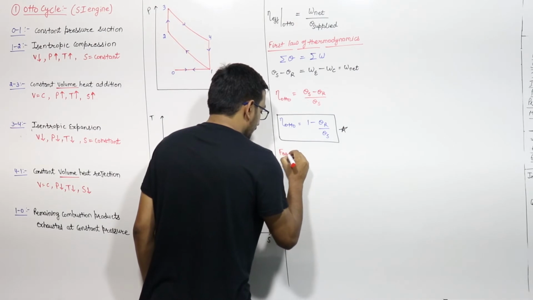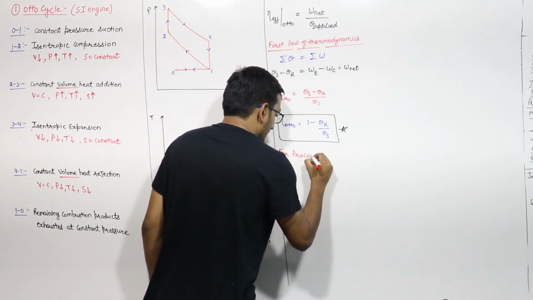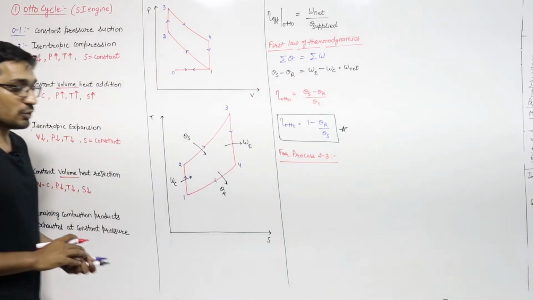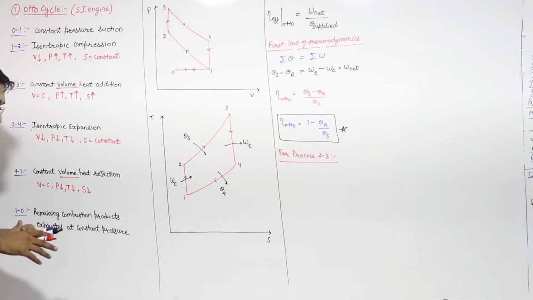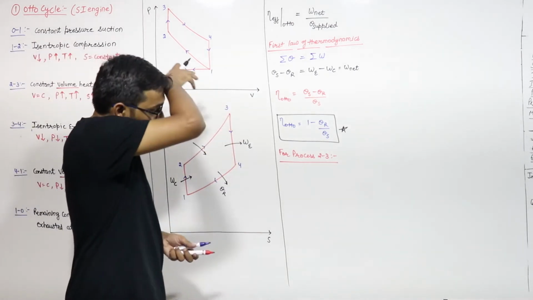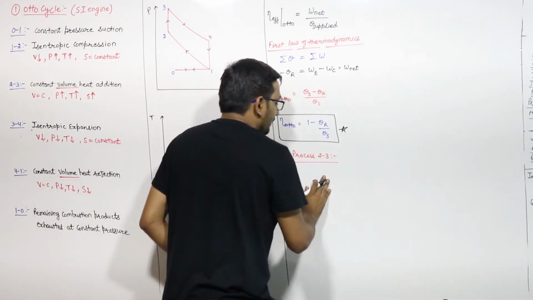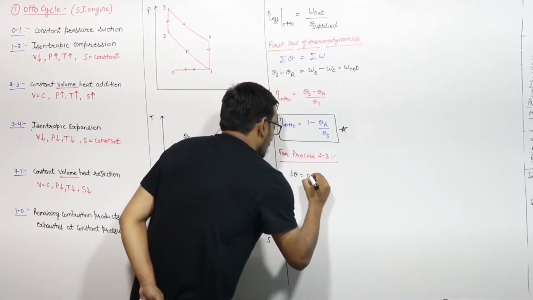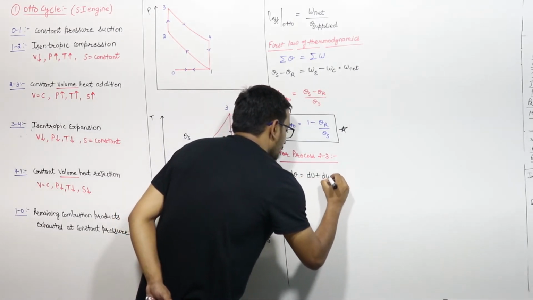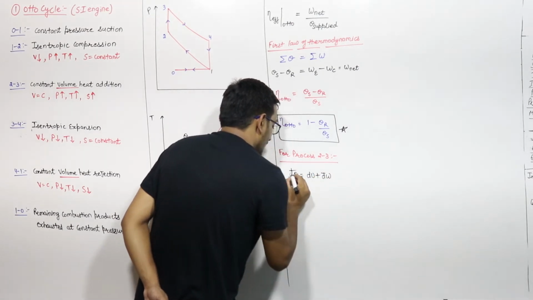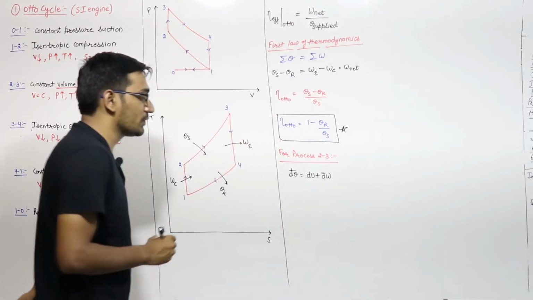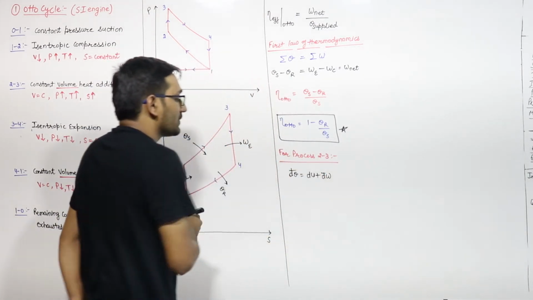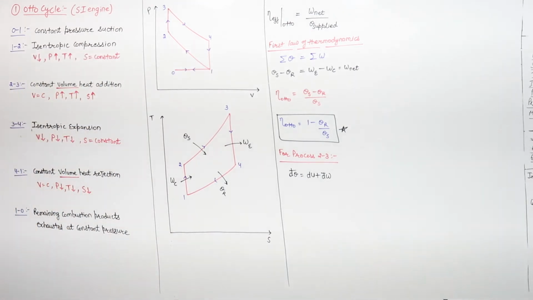For process 2-3, let us discuss this. For the process 2-3, this is a constant volume process. So if I write the first law of thermodynamics for this process, it will say that dQ will be equal to dU plus dW. This will be the first law of thermodynamics for the closed system: dQ is equal to dU plus dW.